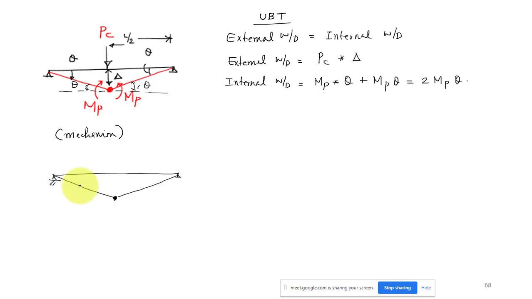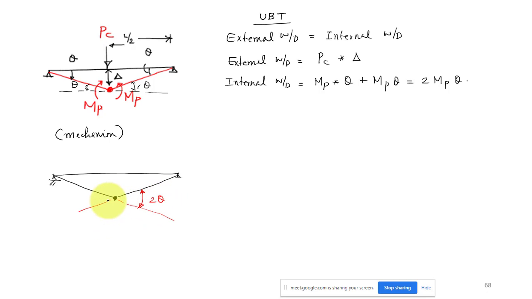What is the change in rotation between this? What is the rotation at this point? You will draw a tangent for the two members, this tangent for this member and tangent for this member. What is this angle? The total angle is 2 theta.